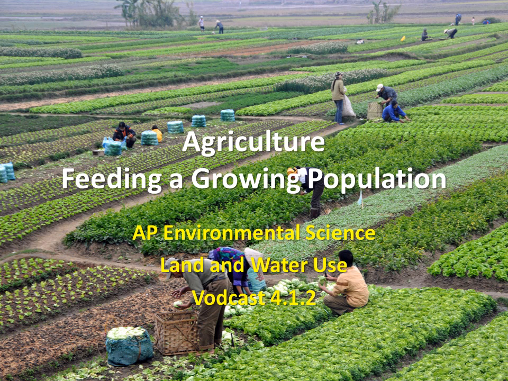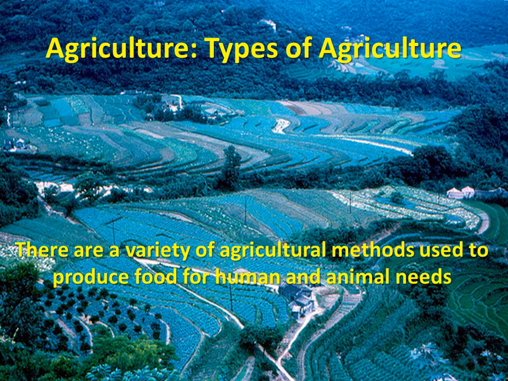In order to feed the world population, we rely very largely upon modern agriculture. Agriculture, however, is not quite as simple as we think of it. There are many types of agriculture, and there are many types of agricultural methods that we use to produce food both for human and animal needs, because remember, we consume many animals that also must be fed, and so we have to meet those animal needs as well.